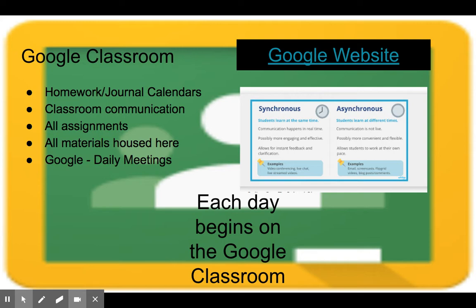The other thing we've changed this year is all teachers have a Google website. I did note that Olympus does not have my right link to my Google website, so I will try to correct that, but I do have a Google website, which I'm going to click on right now to show you how that's set up. The thing this year that we really want to emphasize is the synchronous, asynchronous time.